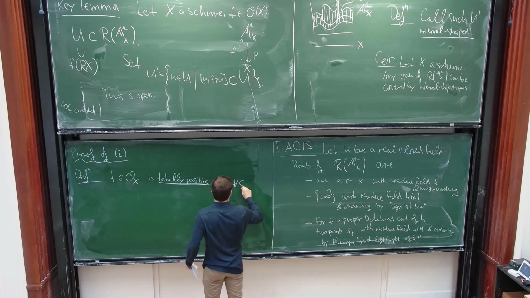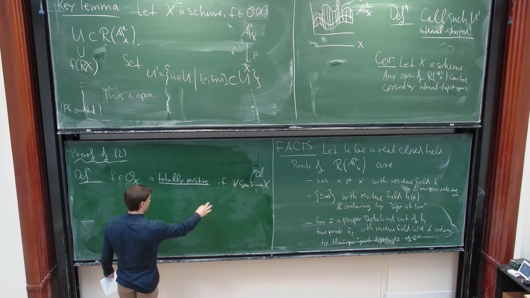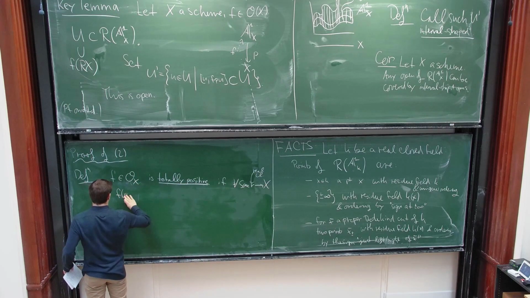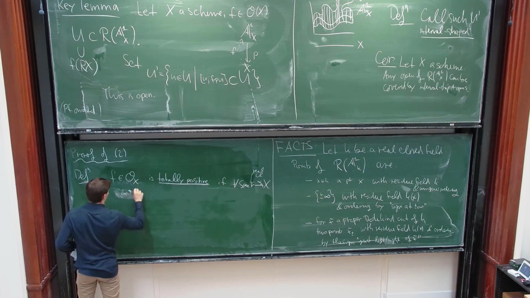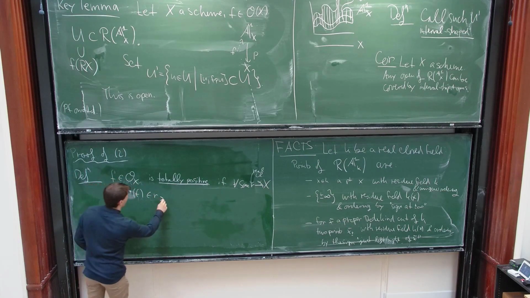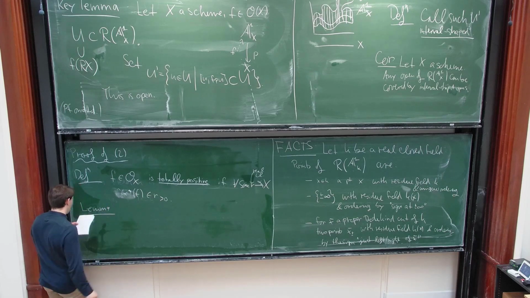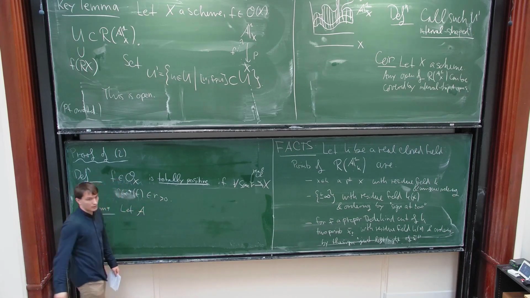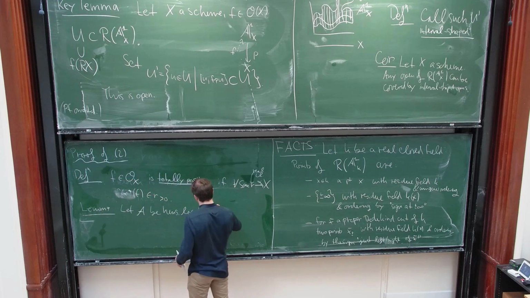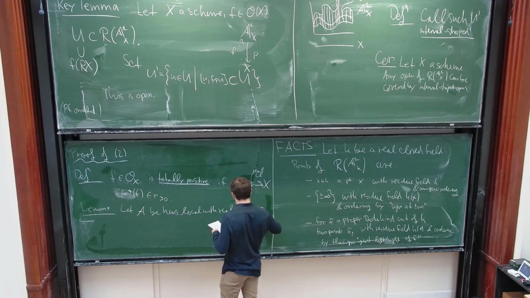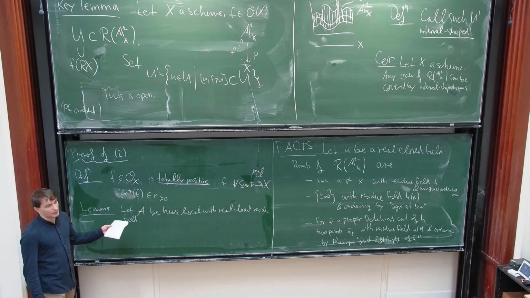Many ways of saying this is that for every Spec R to X, where R is real closed, f of alpha should be bigger than 0. And one has the following lemma: if you take a real Henselian local ring with real closed residue field, then any totally positive element of A has a unique totally positive square root.